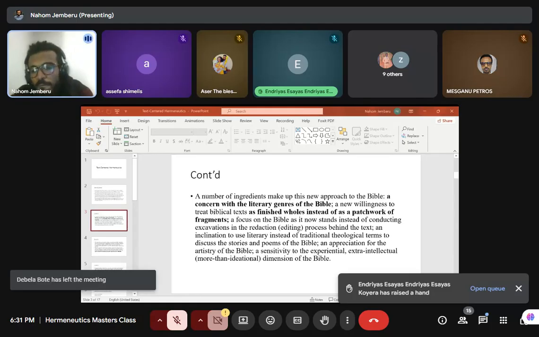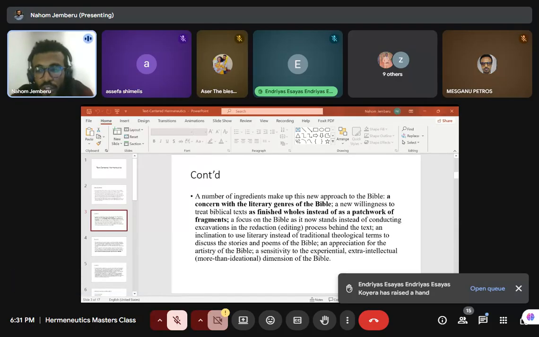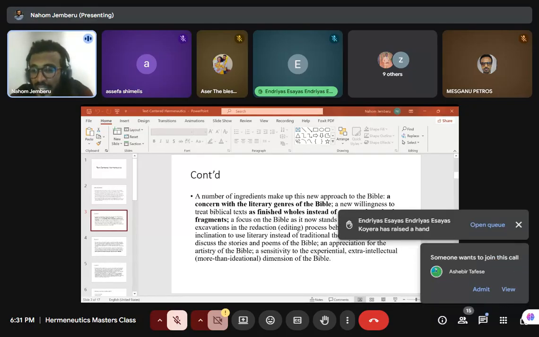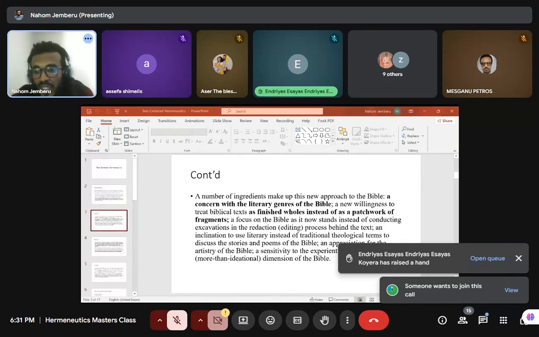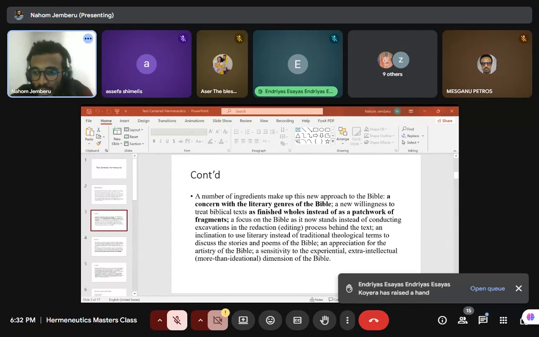So in a way, this approach was developed as a response to the historical critical method. This approach emphasized that the text is a unity. It should be treated as a unity, and it's not important to try to identify the sources behind the text. The text is a whole. We don't need to fragment it in order to understand it better. This is a presupposition of the text-centered approach. They approach the text as a finished whole.